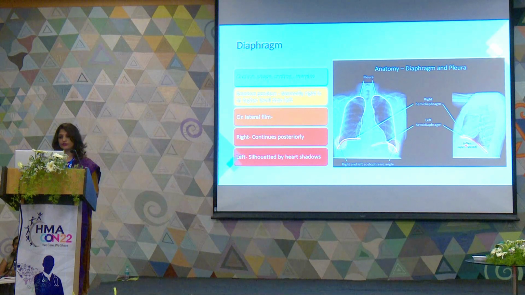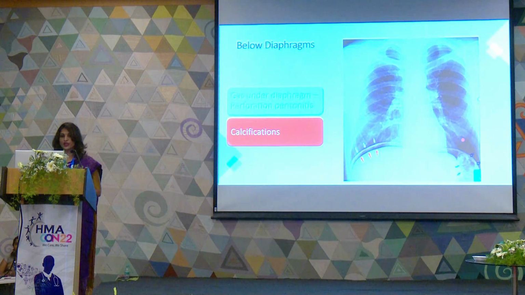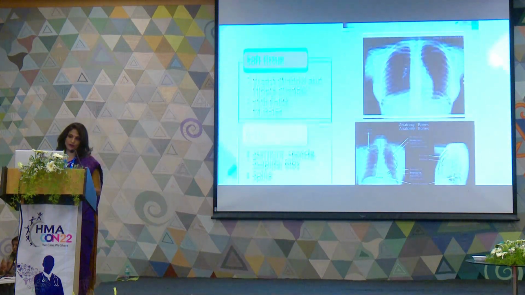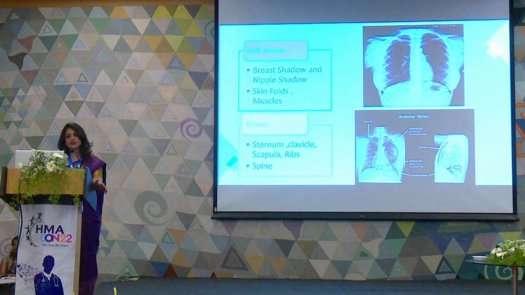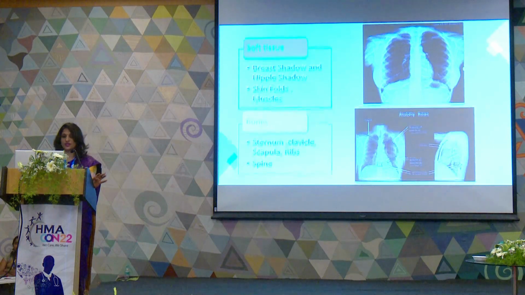In the lateral film, you can see the right hemidiaphragm is continuous posteriorly, while the left hemidiaphragm is silhouetted by the cardiac shadow. That's how you decide right and left hemidiaphragm on the lateral view. Also see the area below the diaphragm for free gas under the diaphragm in cases of perforation peritonitis. Look for any abnormal calcifications. Also see the soft tissue shadows and bones for any fracture or abnormality in this area.